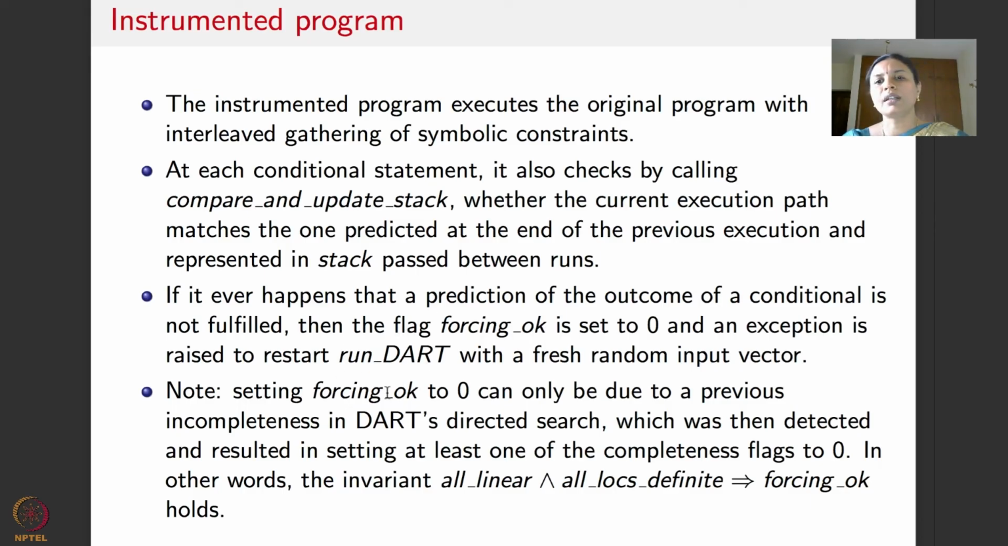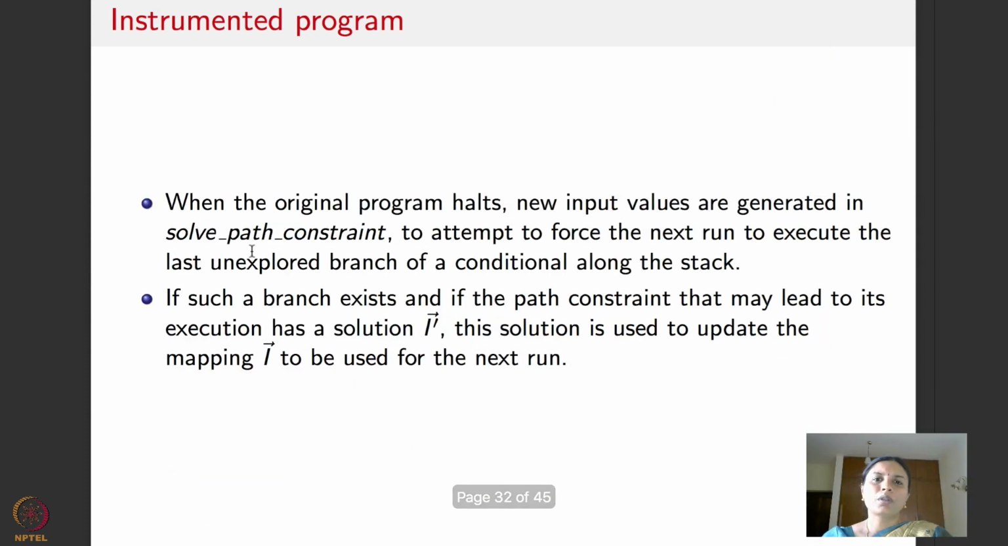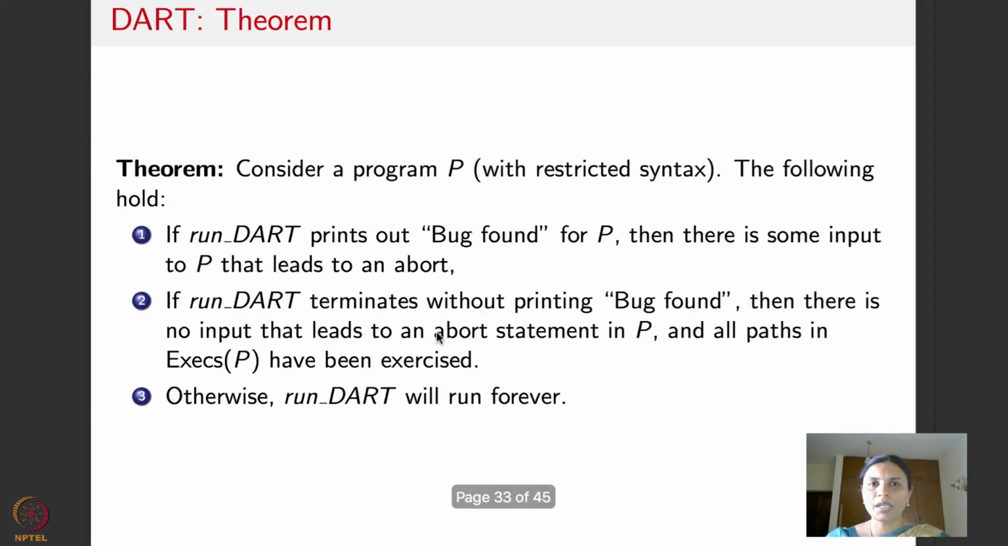And then it will restart run Dart, which is the main test driver, with another fresh randomly generated input. When will this forcing OK be set to 0? That can be only due to a previous incompleteness in Dart's directed search. It went along a path that it couldn't complete, so it will start all over again. When the original program halts, new input values are generated from the solve path constraint routine that will attempt to force the next run to execute the last unexplored branch of the stack. If such a branch exists, then it's explored. Otherwise, it removes it from the stack and goes to the next path constraint that was found.